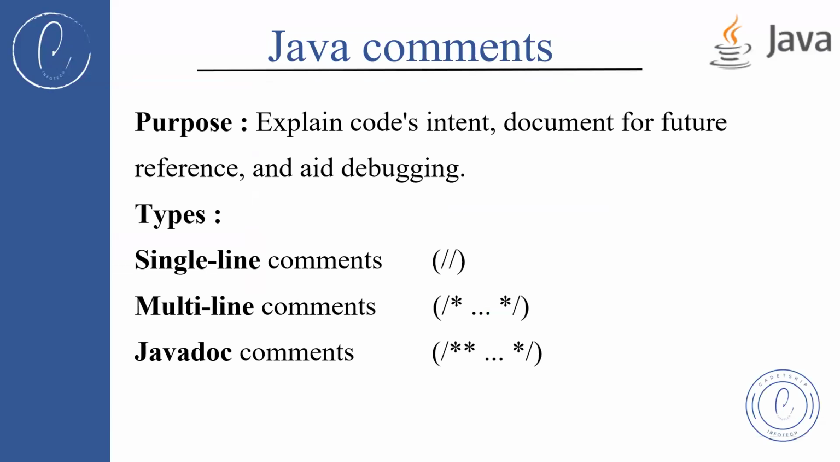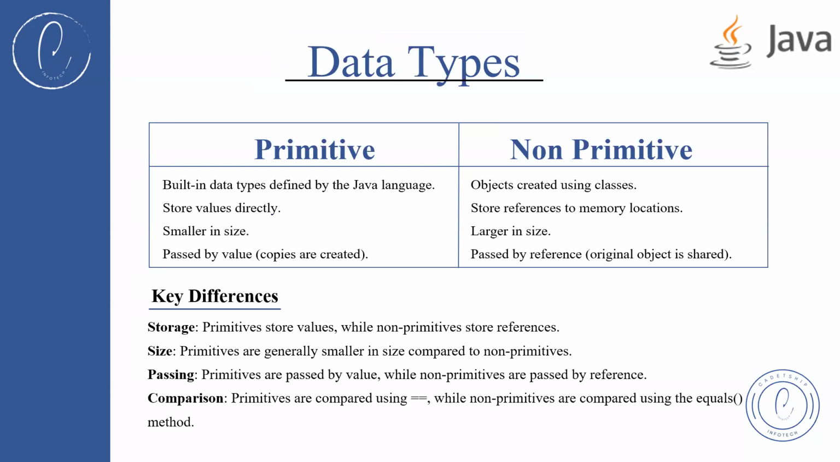First, let's also understand how we write Java comments. We have single line comments, which we write on a single line, using a double slash. For multi-line comments, you can see the format of writing comments here, and these are Javadoc comments. The data types are of mainly two types: primitive and non-primitive. The primitive data types are those that are already defined by the Java language, and they store the value directly.